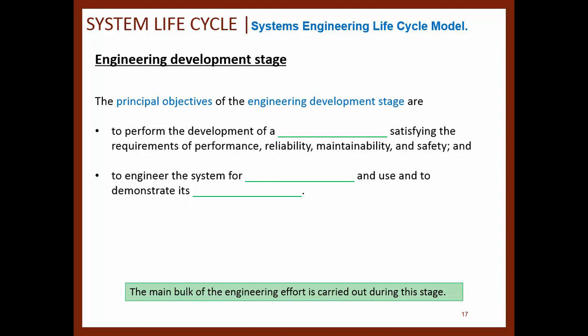The principal objectives of the engineering development stage are to perform the development of a prototype system, satisfying the requirements of performance, reliability, maintainability, and safety, and to engineer the system for economical production and use to demonstrate the operational suitability. So again, we have all these requirements, we have all these functions, we have a concept in mind. Now we want to translate that into technology, and we want to make sure that we can develop a prototype that will satisfy this, economical production and operational suitability.